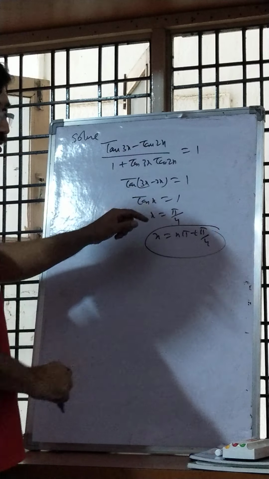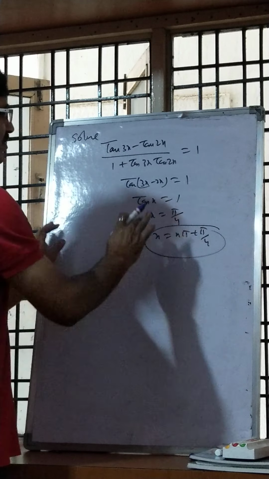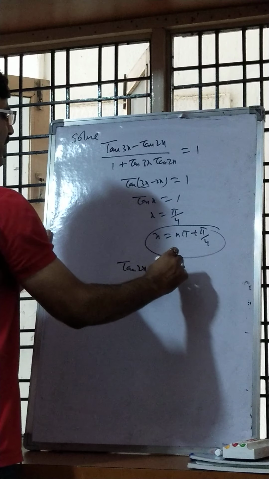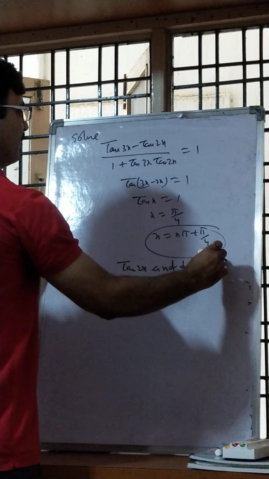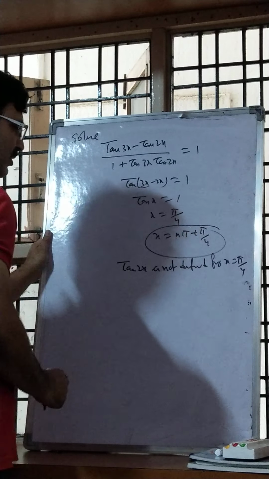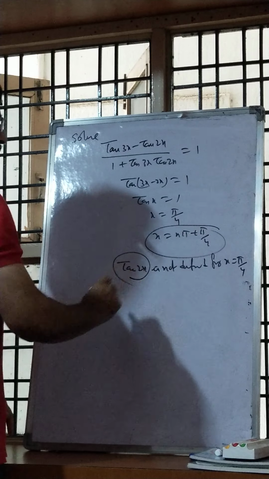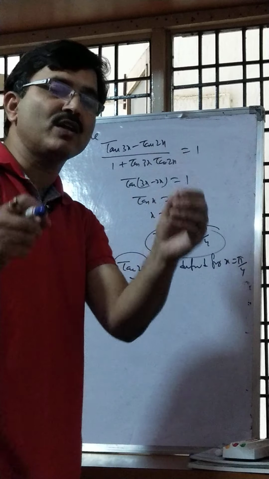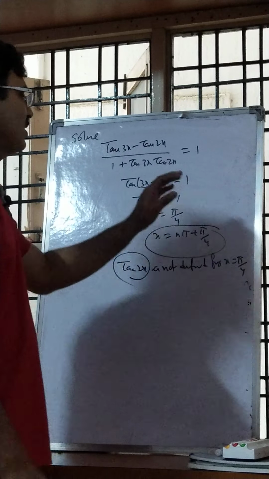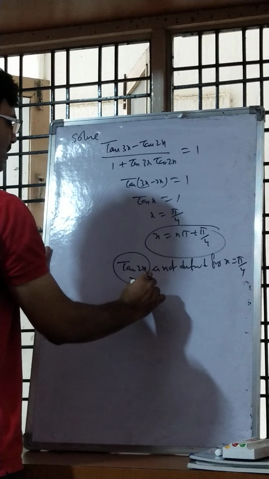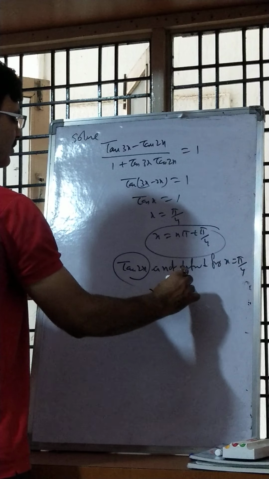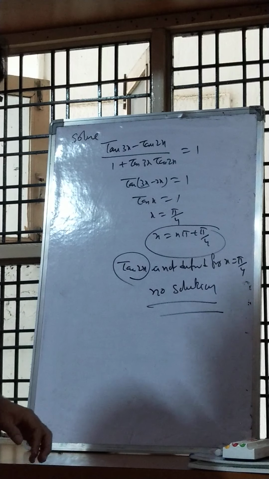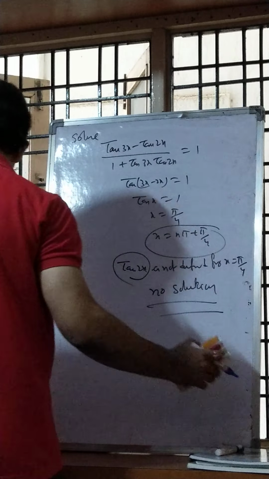One minute, you check it out. Is there any term not defined for π/4? Yes. tan 2x is not defined for x is equal to π/4, sir. If you substitute π/4, what happened? You will get infinity. One term is infinity, our denominator is undefined, then you have to say that no solution. What is the solution for this? No solution. You have to say like this, no solution for this equation. Okay, sir. Now we'll move on to the next one.